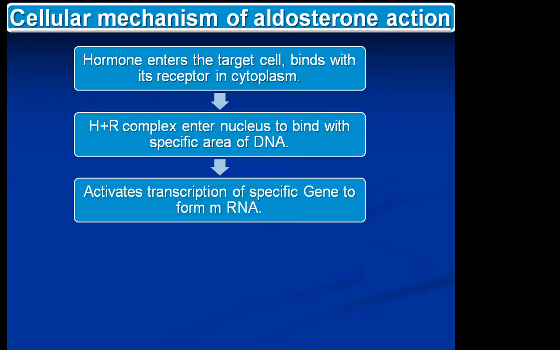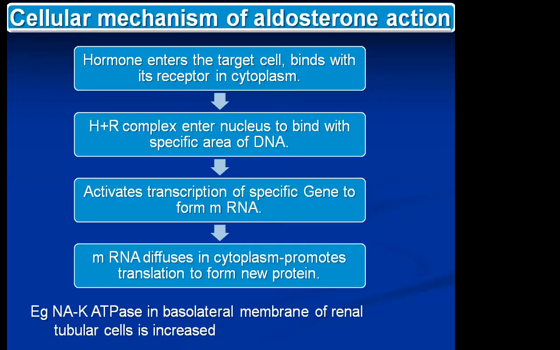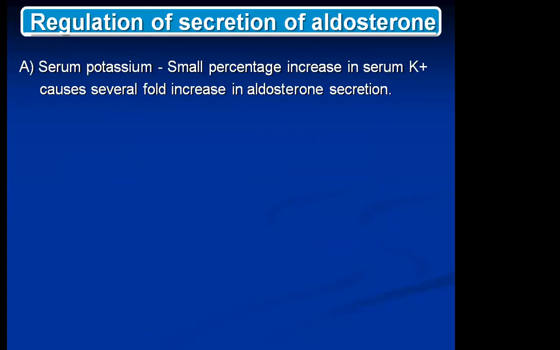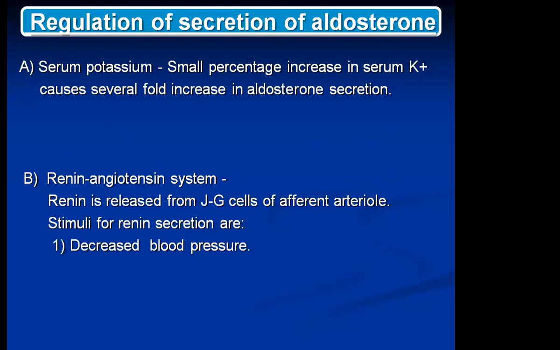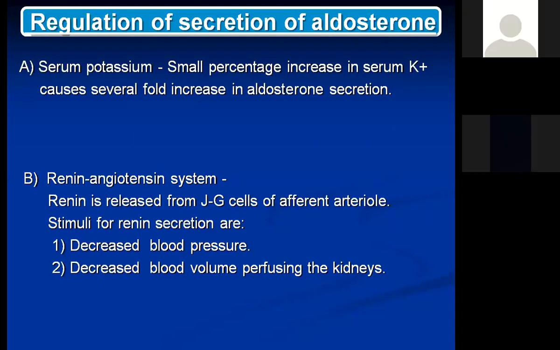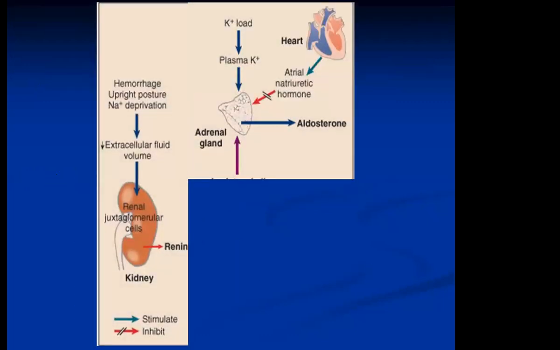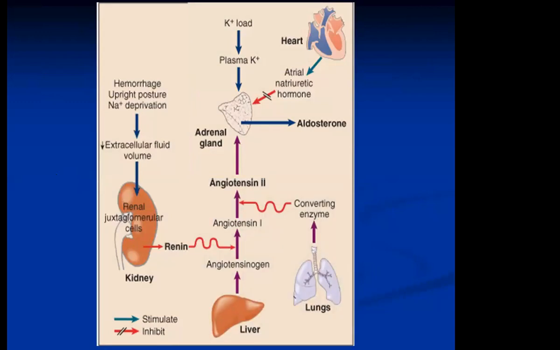We had also seen how the nuclear mechanism of aldosterone takes place, leading to the formation of proteins like sodium potassium ATPase in the basolateral membrane of renal tubular cells. We had also seen the regulation of secretion of aldosterone, that potassium is the main stimulus, any increase in serum potassium. Also, via the renin angiotensin mechanism, this regulation of secretion of aldosterone is carried out. Also, via this flow chart, we had seen how these various mechanisms lead to the secretion of aldosterone.